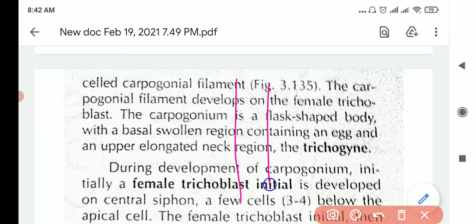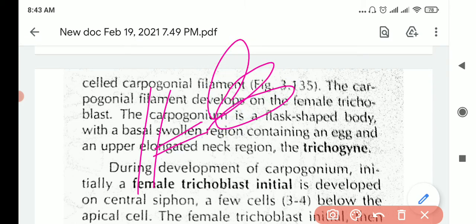Let's say this is the main axis. This is one filament, and if this top part swells up to form a carpogonium, this will be your carpogonial filament. It will develop on the female trichoblast. Remember, the male antheridium is developed on top of the male trichoblast. So the carpogonium will develop on top of the female trichoblast, meaning the female short filament.